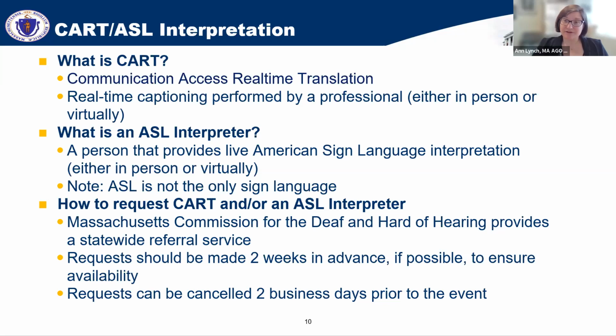The Mass Commission for the Deaf and Hard of Hearing has really indicated to us that it's better to schedule these services out for meetings than to wait and make a last minute request. And that they would prefer you have the reservation in place and that you cancel it if you determine that the services aren't needed, rather than need it last minute and everyone's scrambling to try and find someone, because that's just been so difficult lately. So you can cancel reservations for these services up to 2 business days prior to the event.